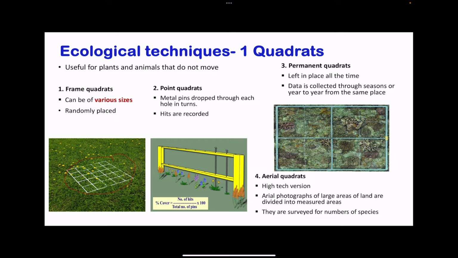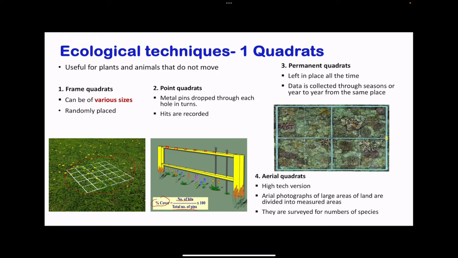The second one, we look at the point quadrat. In this type of quadrat, metal pins are going to be dropped through each hole. Like we see here, we have this quadrat with so many holes. The metal pin is going to be dropped through each hole, and the number of organisms that are hit or touched are going to be recorded. Here we can calculate the percentage cover by saying number of hits divided by the total number of pins times 100.